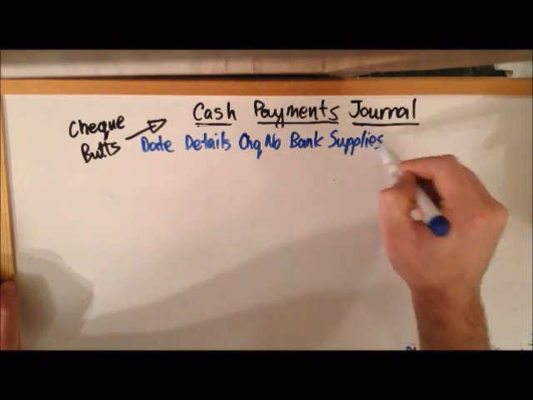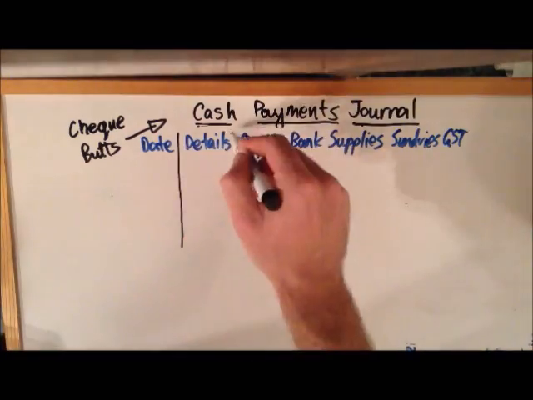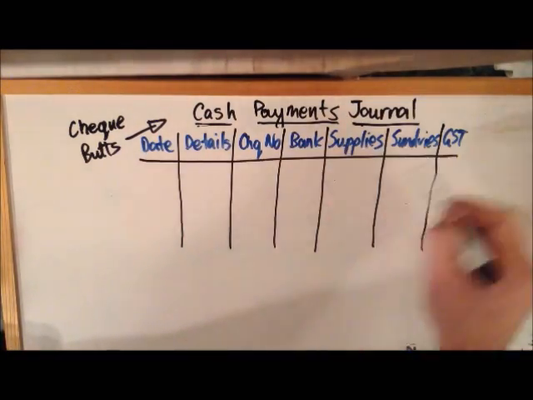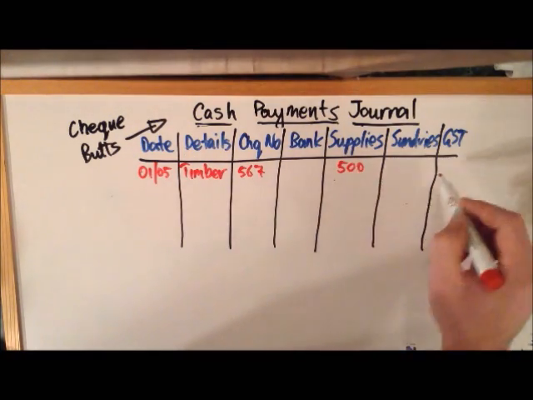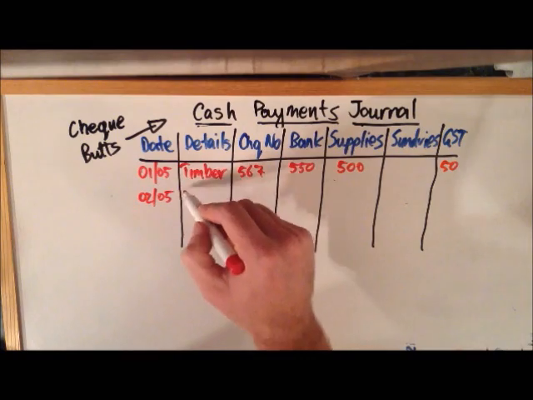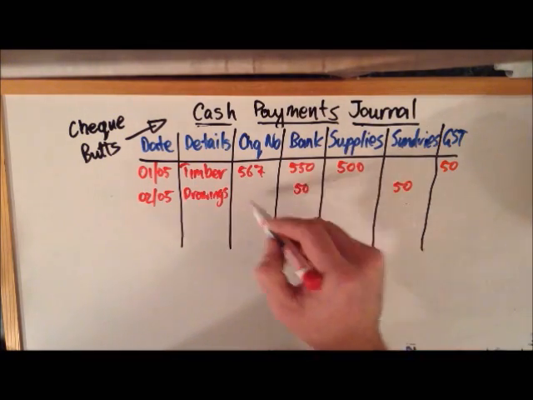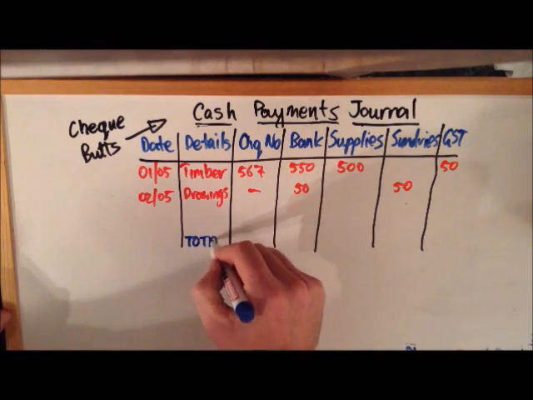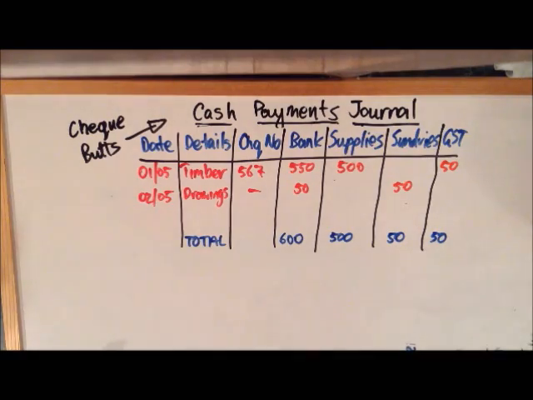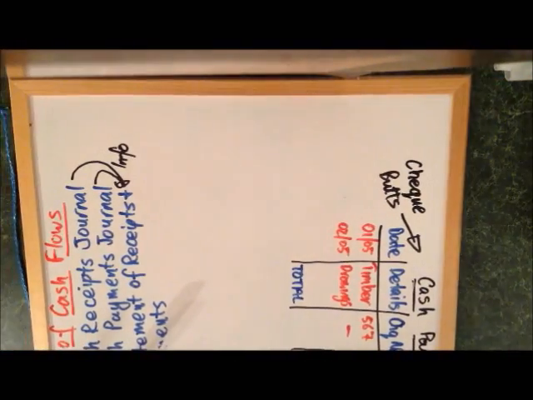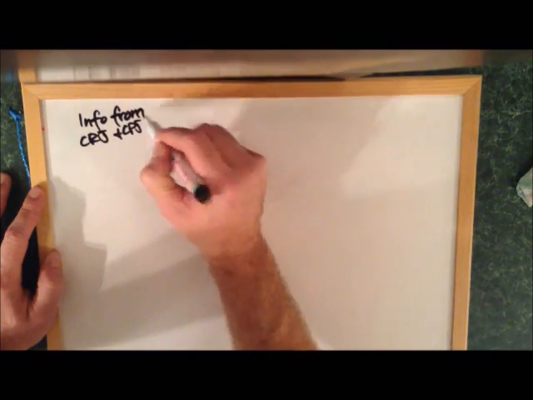Okay, so you'll notice the cash payments journal has pretty similar columns to the cash receipts journal, except obviously these columns will be more related to payments rather than receipts. So we see here that on the 1st of May, we had a timber purchase of $500 plus $50 GST. We banked it. It's for check number 567. We also had some drawings there as well.